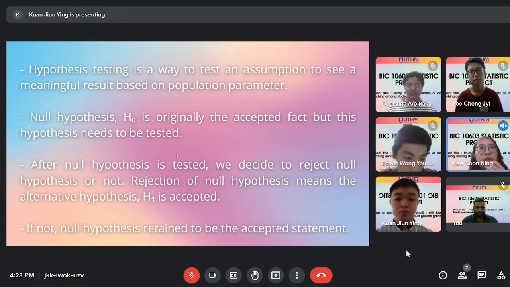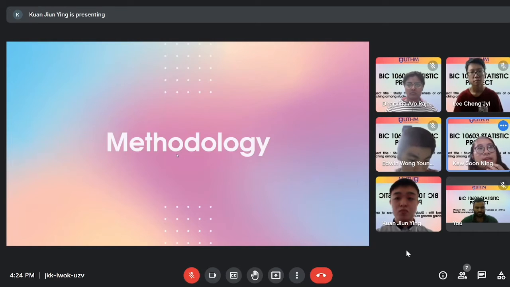Hypothesis testing is a way to test an assumption to see if there's a meaningful result based on a population parameter. First of all, we have the null hypothesis, H0, which is stated as an assumption for the survey. The null hypothesis is initially the accepted fact, but it needs to be tested. After testing, we need to decide whether we should reject or not reject the null hypothesis. If the null hypothesis is rejected, then the alternate hypothesis will be accepted. If not, the null hypothesis is retained to be the accepted statement. Next slide. I will pass it to my friend.